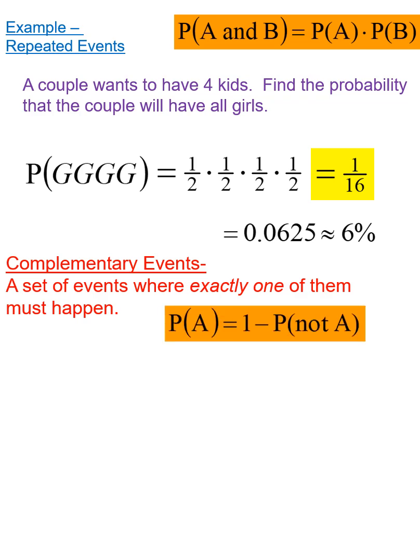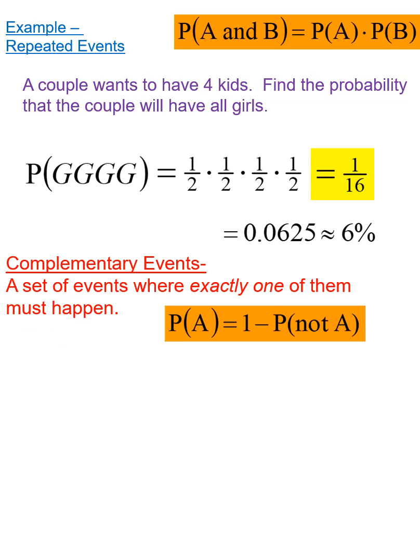Let's talk about complementary events. And complementary events are 2 events which exactly one of them must happen. Not 2 and not none. For example, it's going to rain tomorrow and it's not going to rain tomorrow. Those are complementary events. One of those 2 things will happen, and only one.